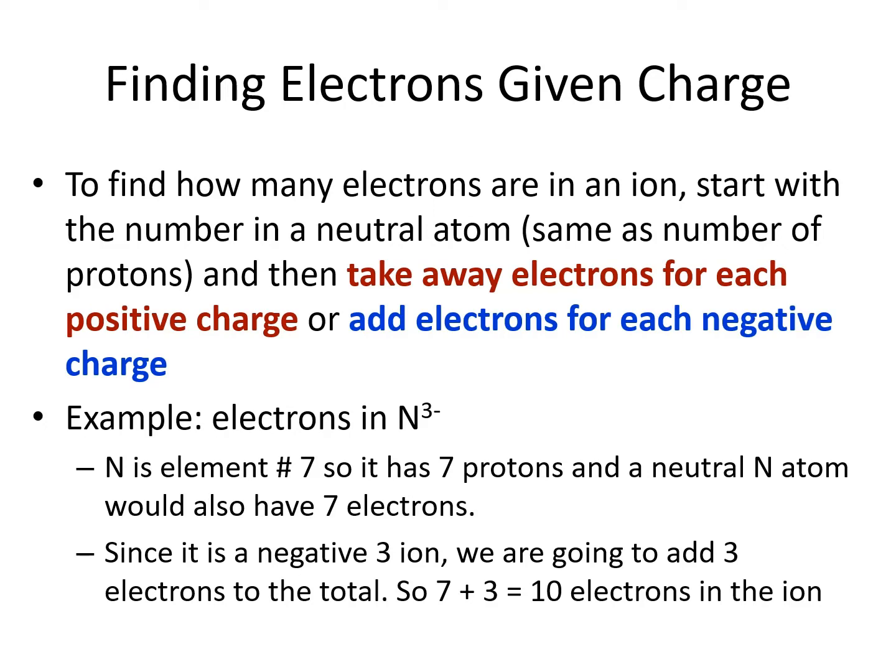Notice we usually write the magnitude and then the sign of the charge. So we often write nitrogen 3- instead of nitrogen -3, but they mean the same thing.